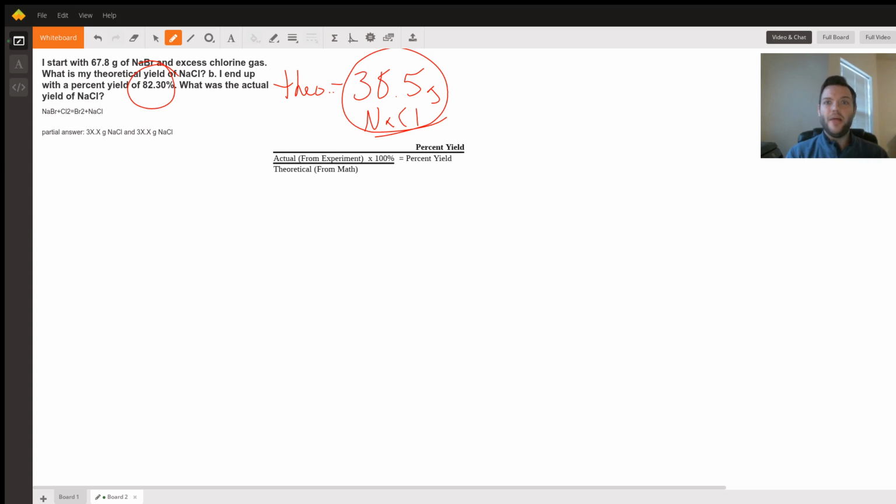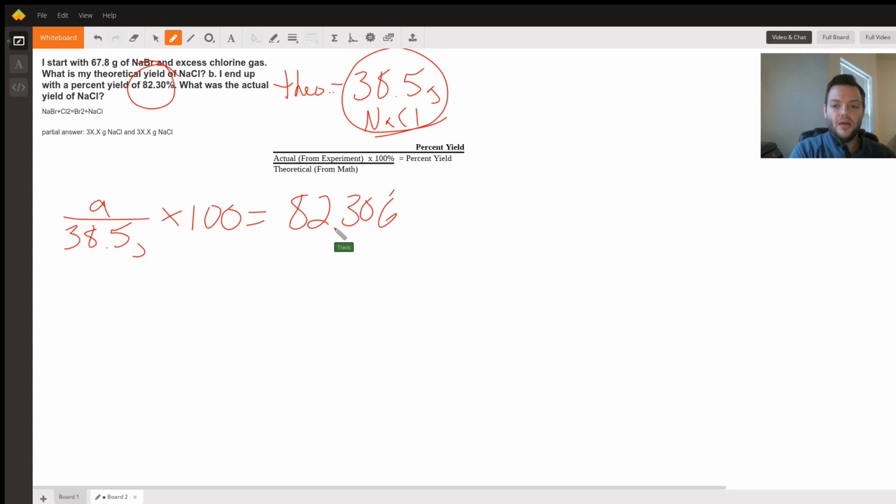From there, we set it up like an algebra expression and we solve for our unknown. We have absolutely no idea how much the actual is. We know the theoretical is 38.5 grams. And if we multiply that times 100, that gets us our percent of 82.30%. From there, we solve for our unknown by isolating the variable. So we reverse our algebra. Since we are multiplying by 100, we're going to divide both sides by 100. That cancels it from that side and moves it over here. In addition, that allows us to get rid of the unit percent.